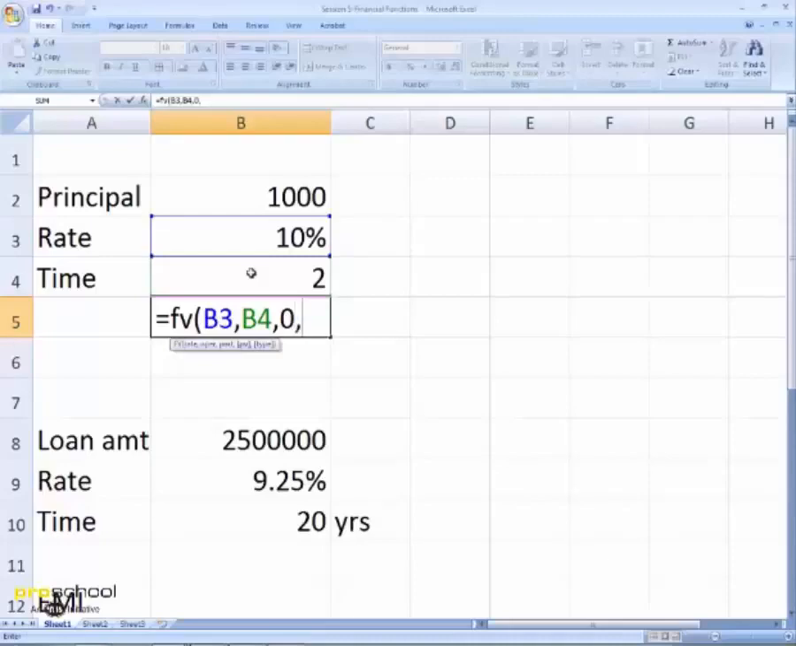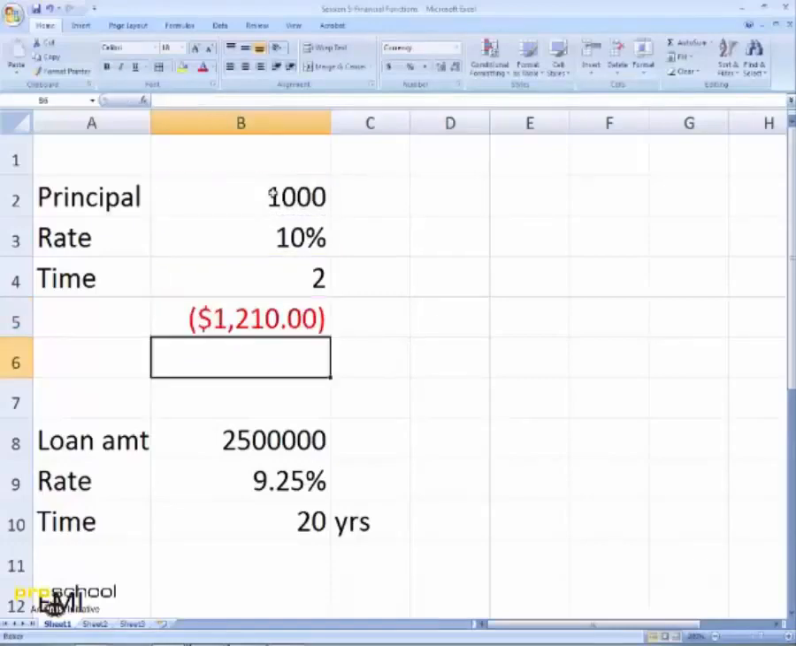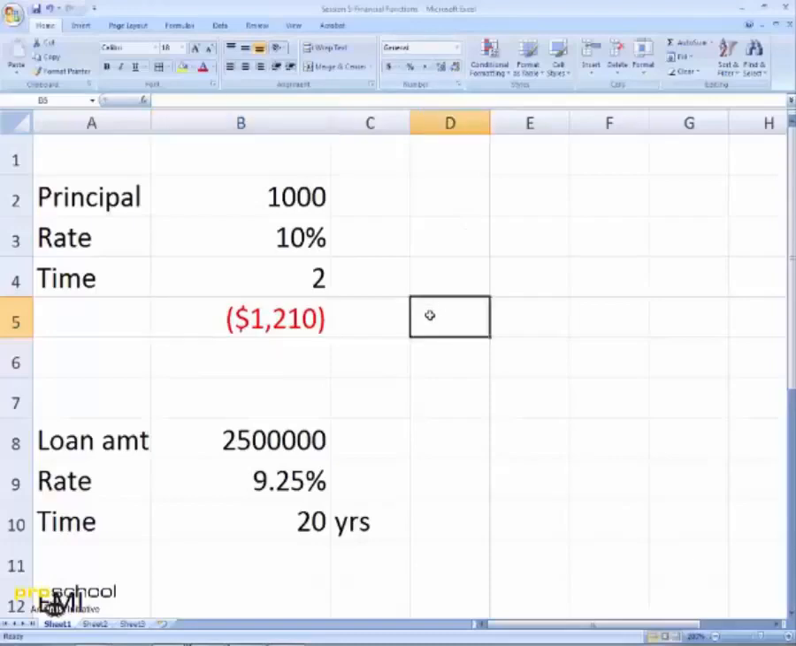Comma, the next two parameters are actually optional, the fourth parameter being present value, but since we have a present value of 1000, we'll use that. The last parameter I'll keep optional, no problem. I close this and this is the answer I get. Let me decrease the decimal places. What you get here is 1210.